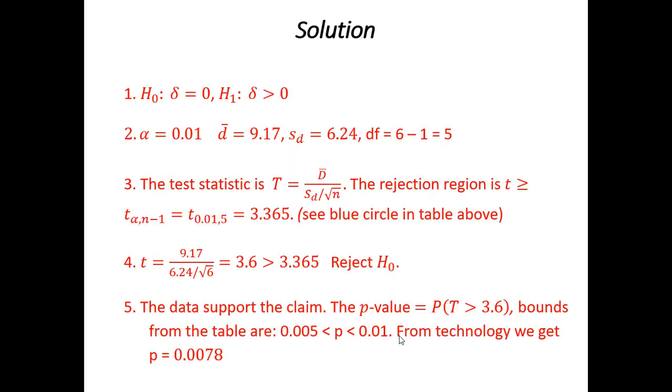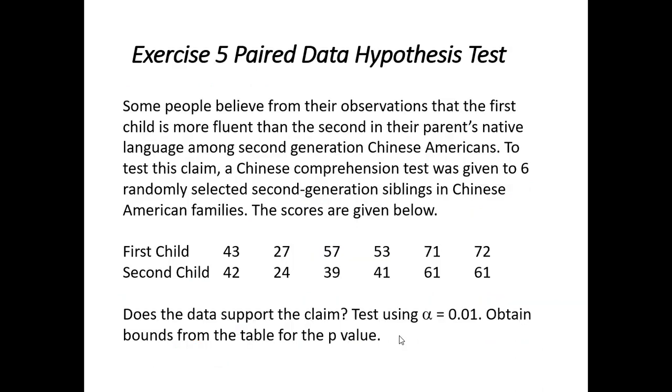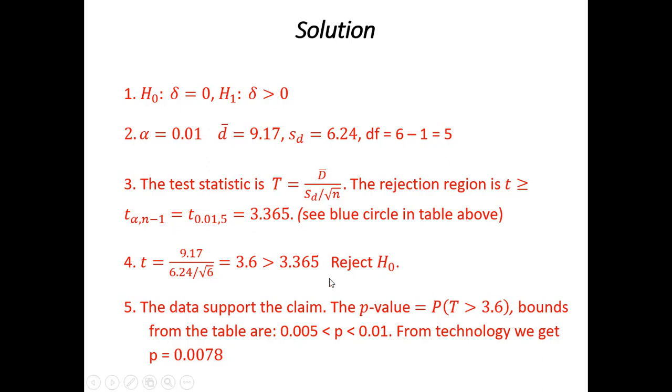So a first step here would be to find the difference in each of these. I didn't display that here, but I'm looking at 43 minus 42, that's 1. 27 minus 24, that's 3, and so on. So we get these 6 values, which we'll call the differences, and then you need to find the average of the differences, and that is where D bar comes from. You may want to stop the video and check that out. Find the difference in each pair, then find the average amongst the differences, which should come out to be 9.17, and the standard deviation of the differences, 6.24. Notice our degrees of freedom here is 5 because we have 6 pairs, so our n is 6, n minus 1 is 5.